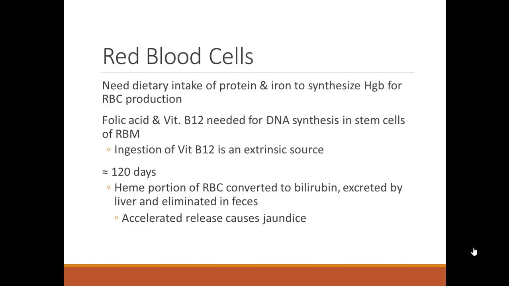The red blood cell lifespan is about 120 days. Once this 120 days is up, the heme portion of the red blood cell converts to bilirubin, the liver excretes it, and it's eliminated in the feces. If this process is accelerated and more red blood cells are being converted to bilirubin and excreted through the feces, this is where we're going to see jaundice.